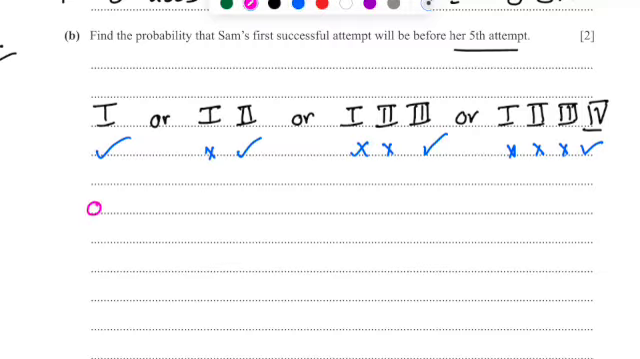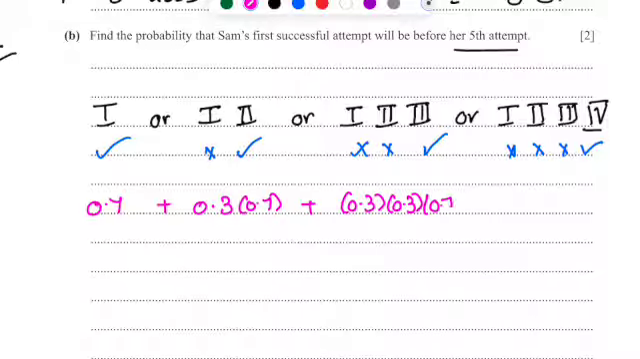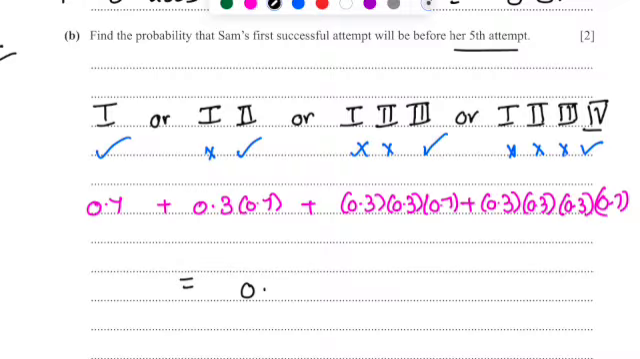So this is going to be 0.7 plus 0.3 times 0.7, plus 0.3 times 0.3 times 0.7, plus 0.3 times 0.3 times 0.3 times 0.7. Simplify this. This should give you the answer as 0.9919. That's going to be the answer.